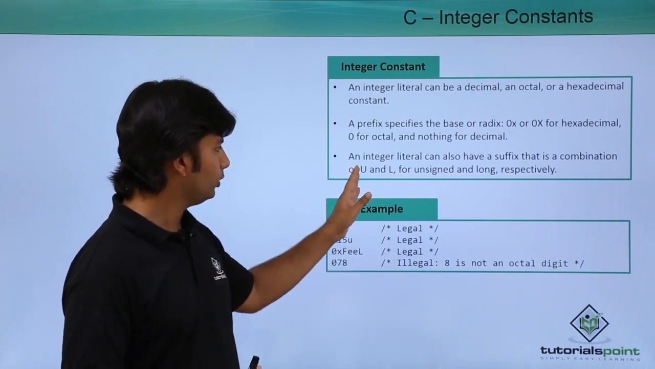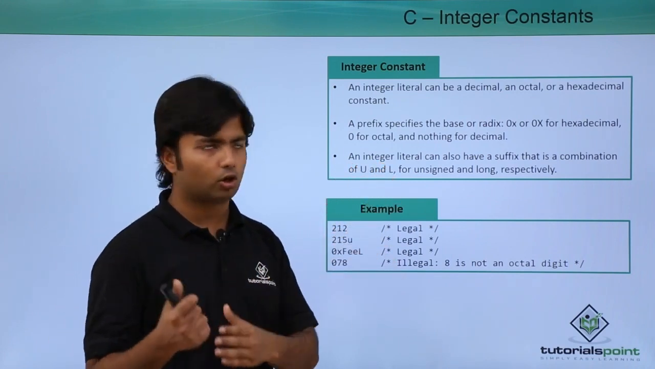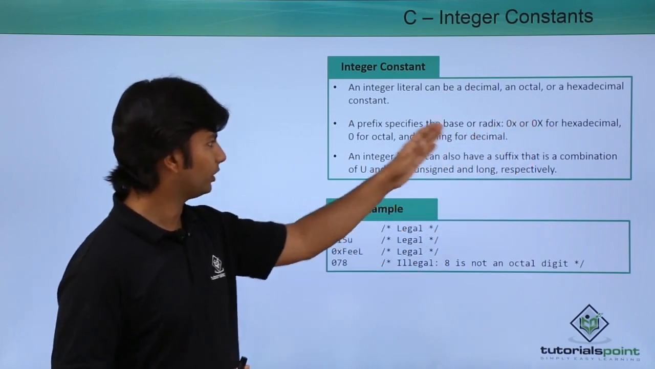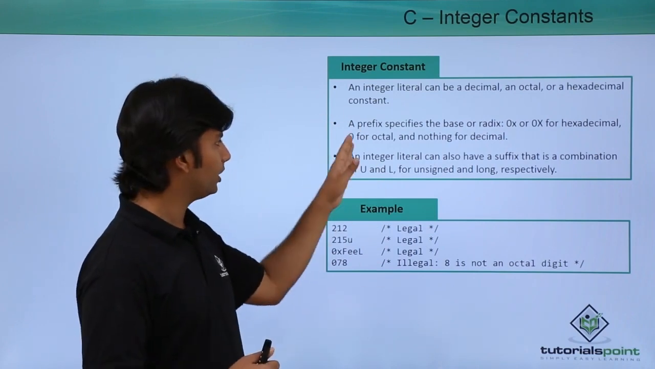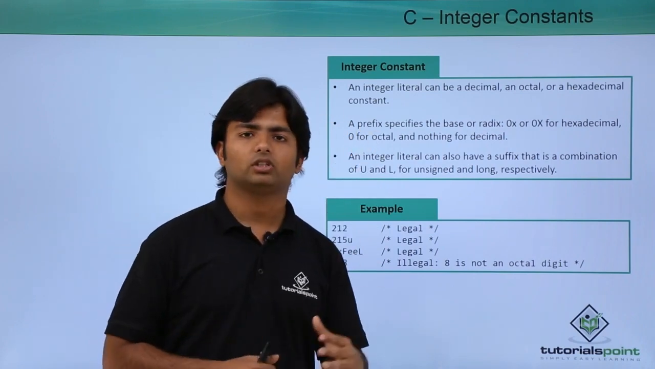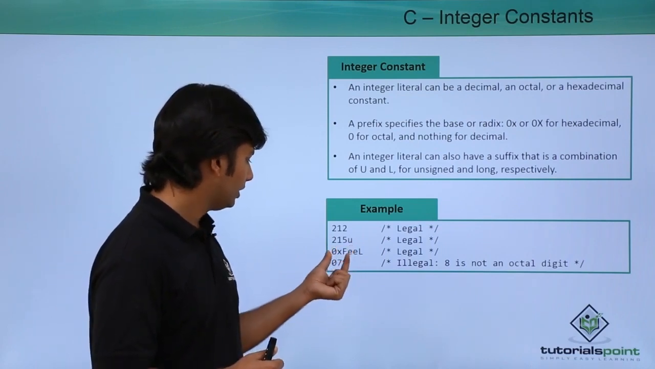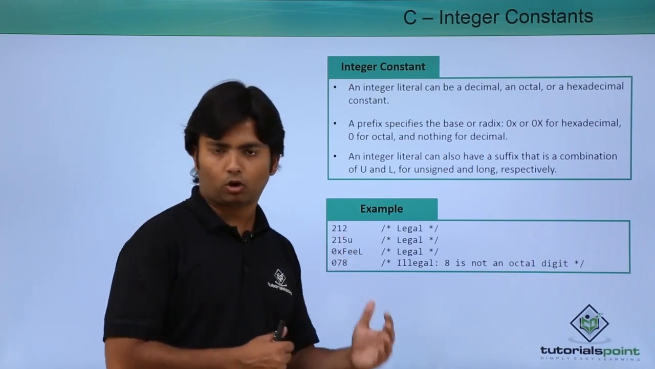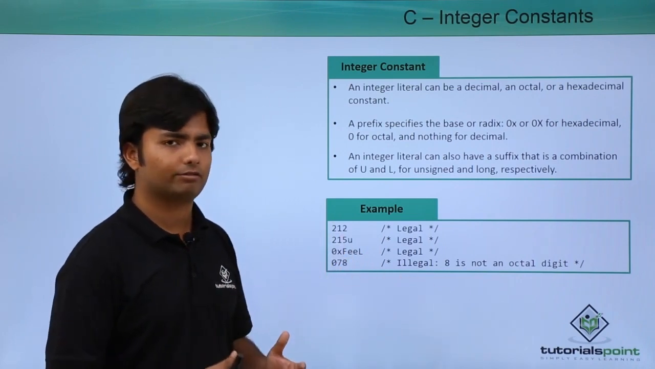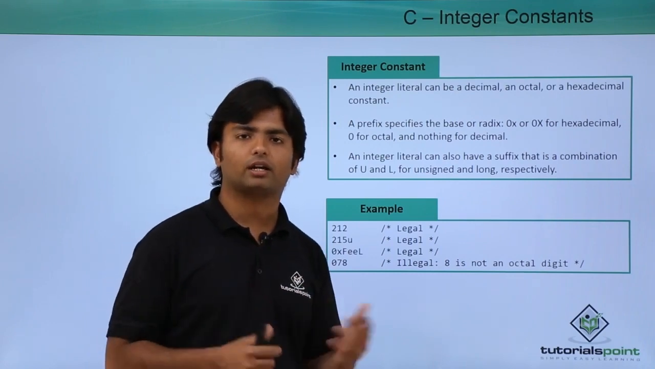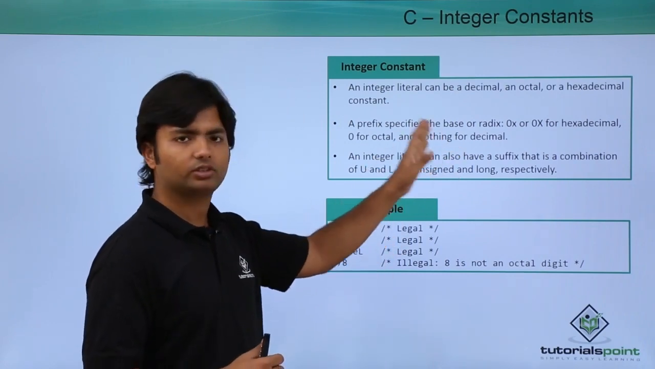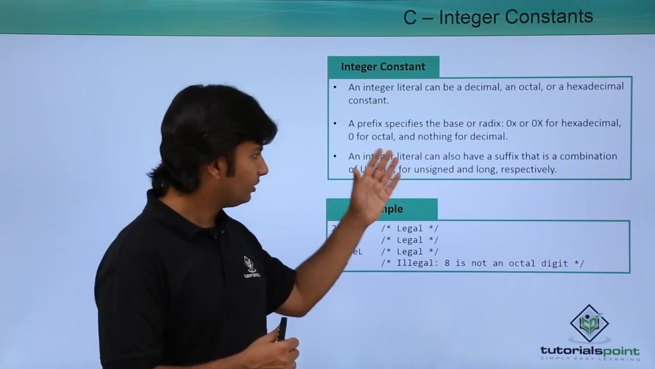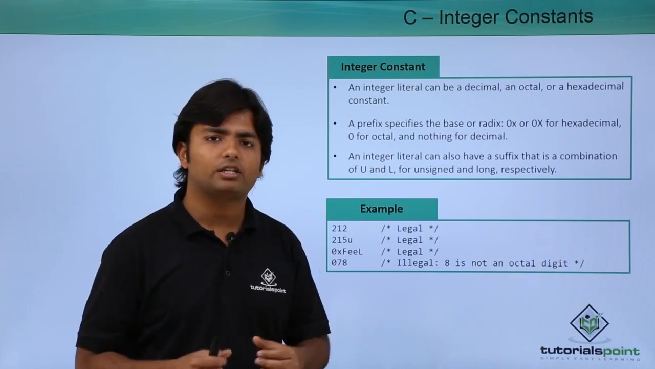For example, U is for unsigned, L is for long, and similarly 0x, either small x or capital X, is for hexadecimal. If you start the value with 0 only, then that is an octal value. Here this is not a valid octal value, because you can see 8 in it, and 8 is not part of octal values. But still, if you want to write an octal value, you can prefix a 0 before the actual value. So this is how you can start writing any integer constant.